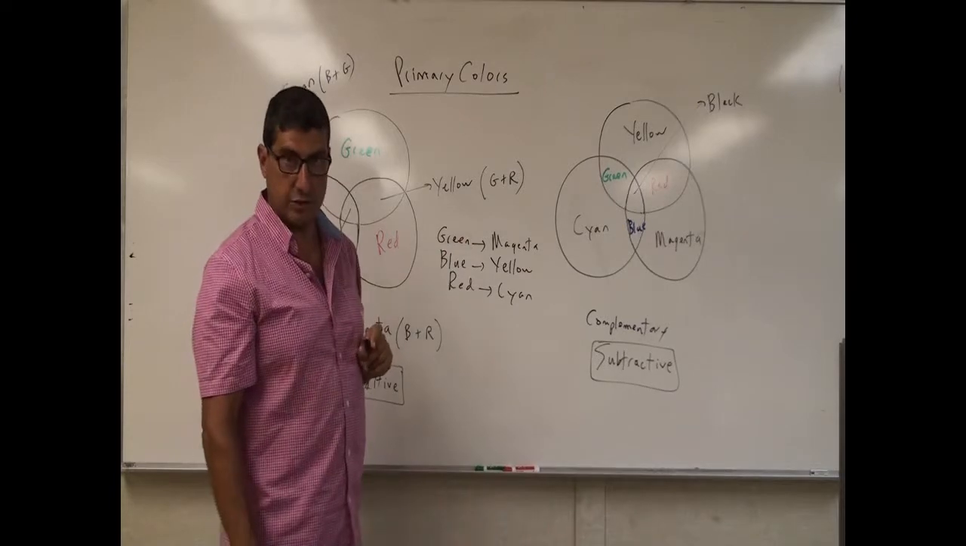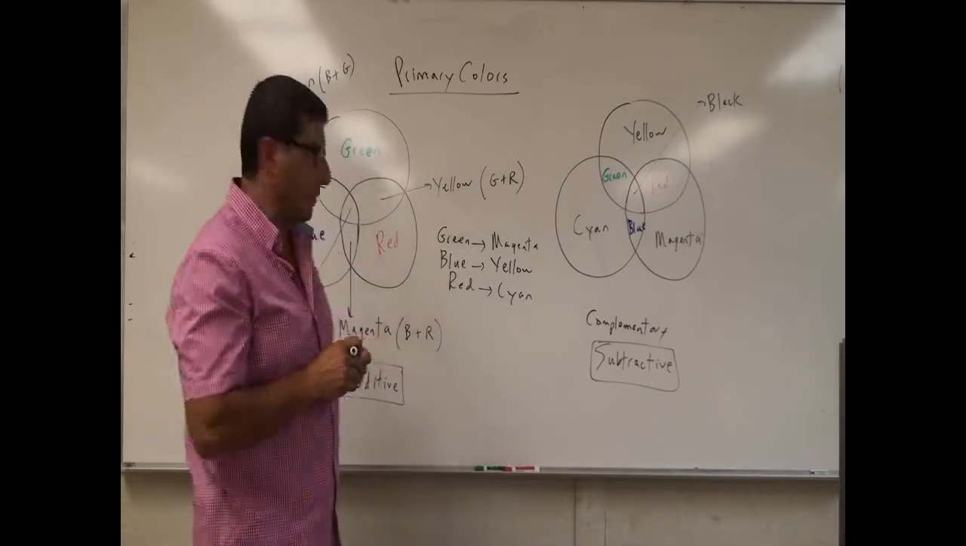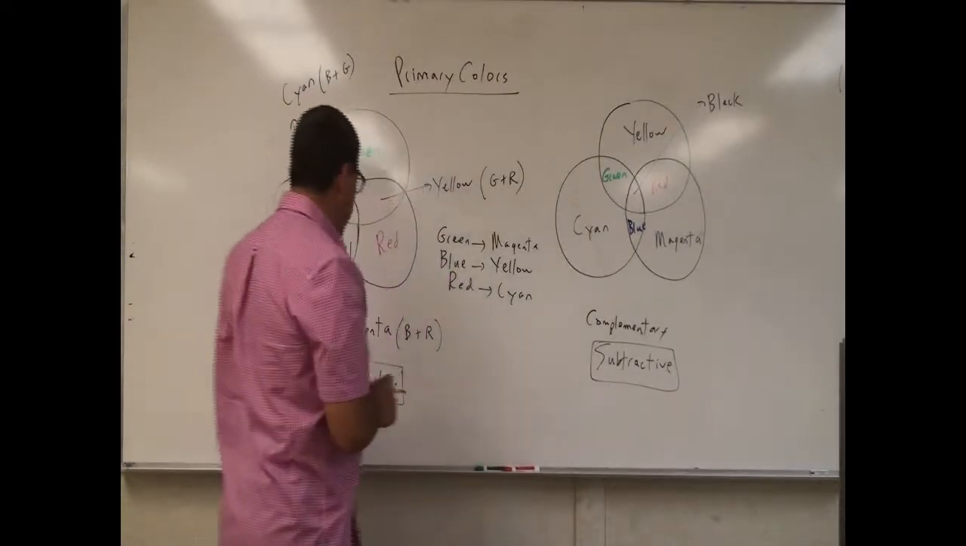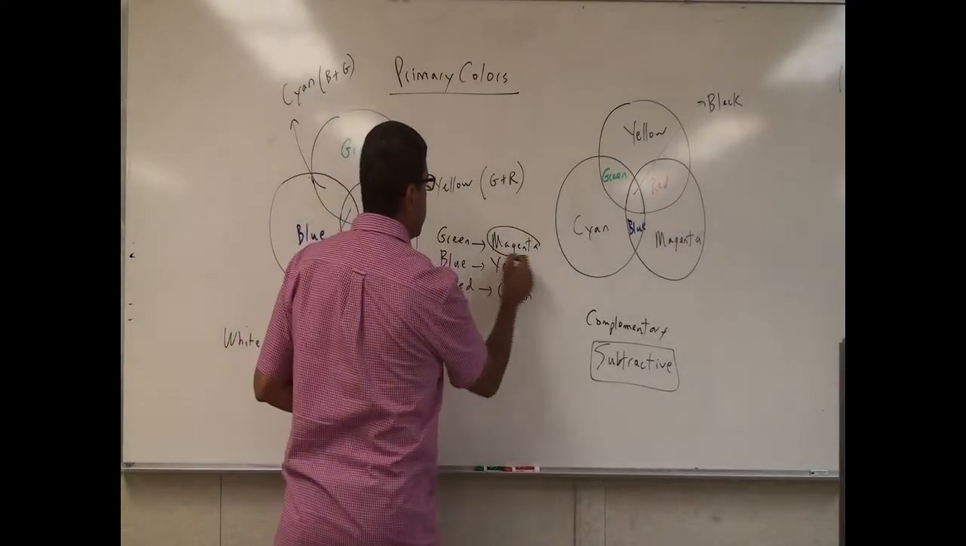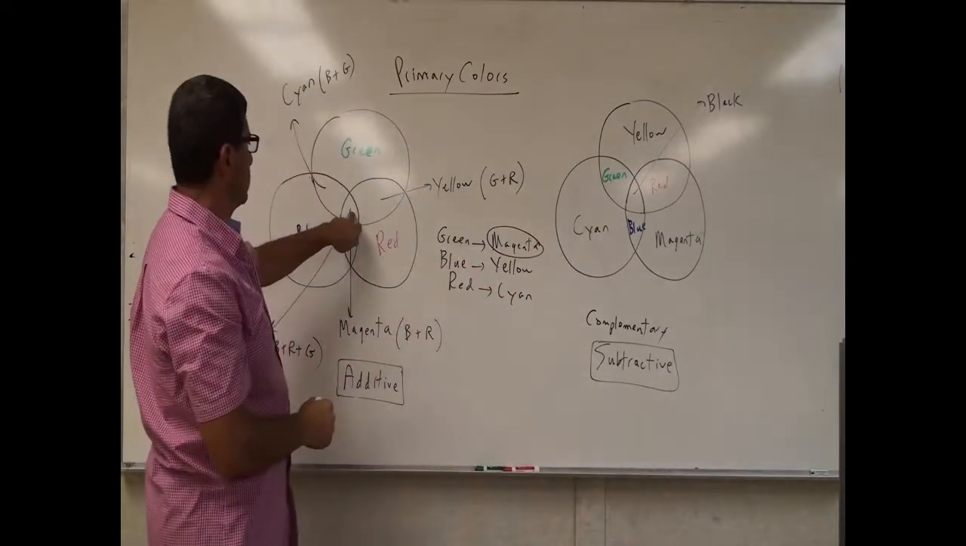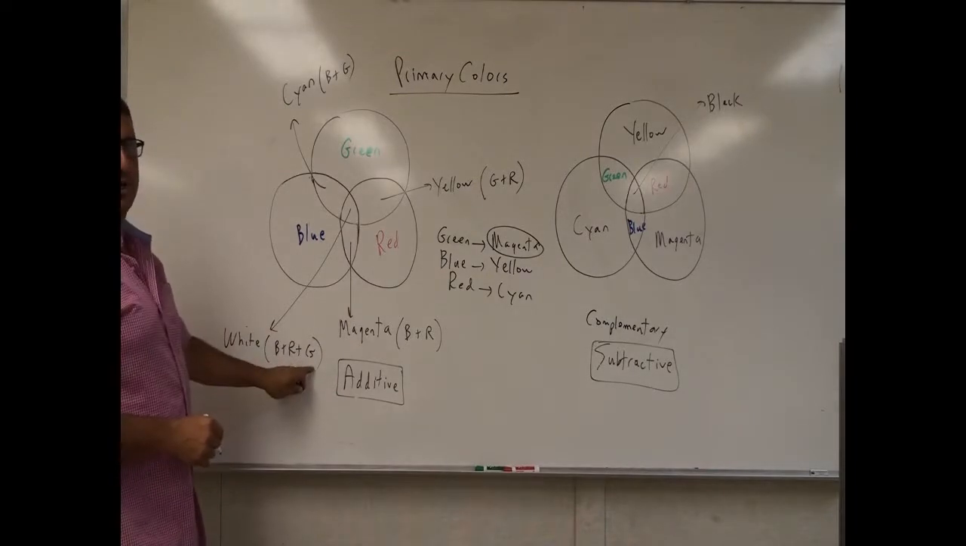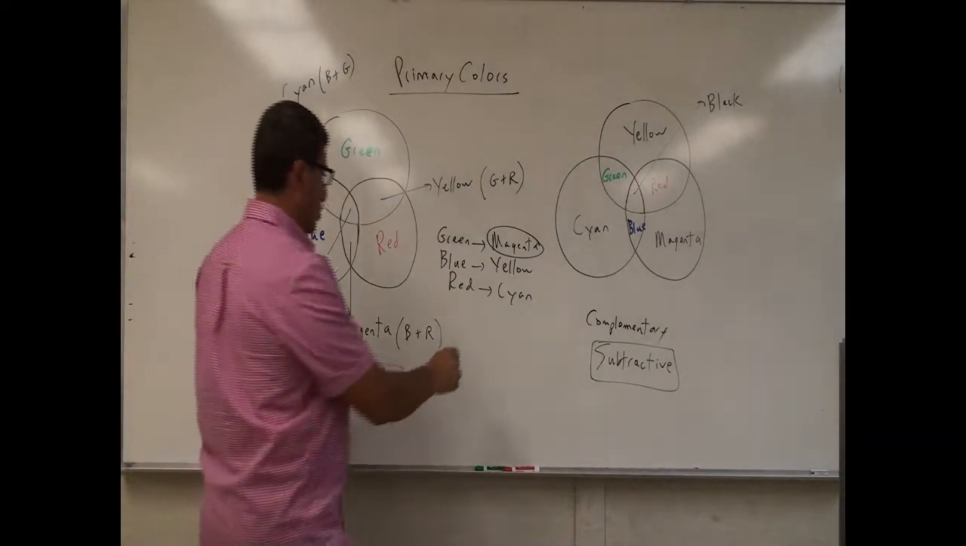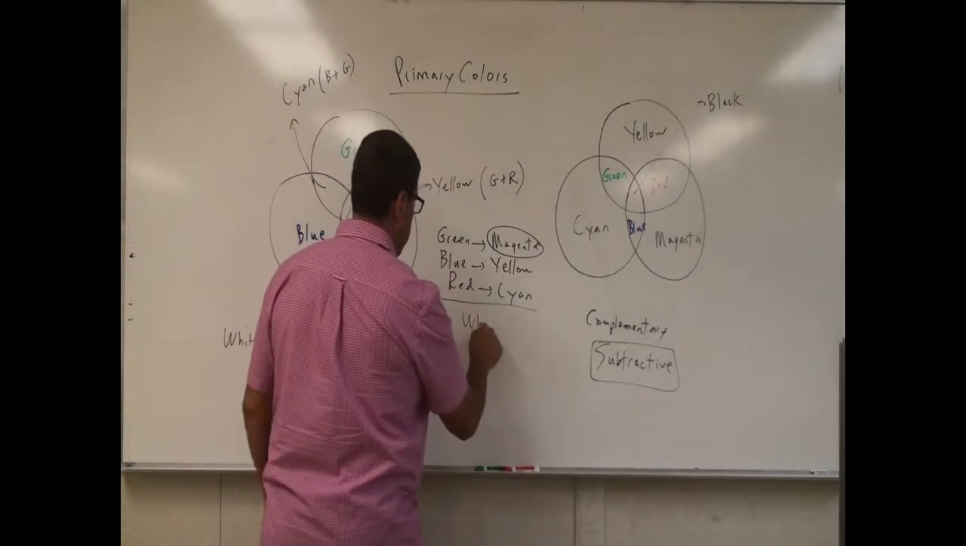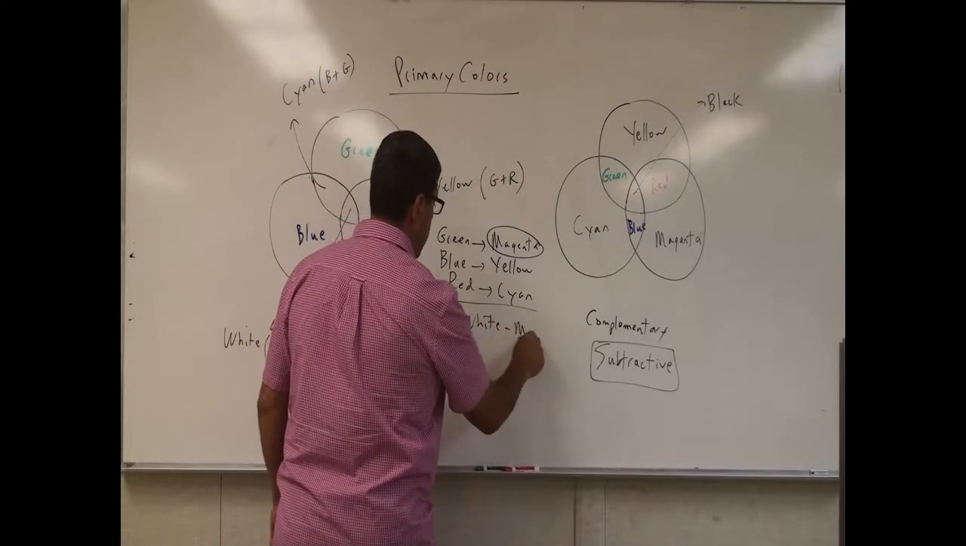up getting green. So let me show you that it's almost like an equation. So that's why they're called subtractive. If I subtract magenta from white light, right? What is white light? It's the combination of all three colors, right? So white minus magenta.